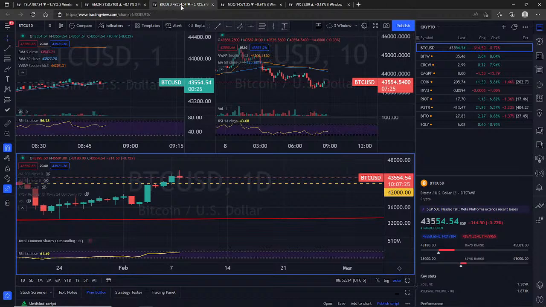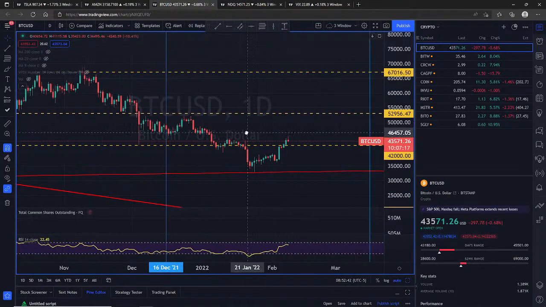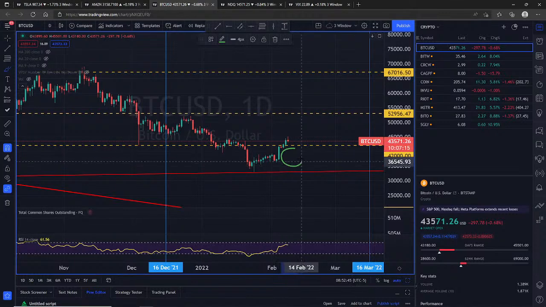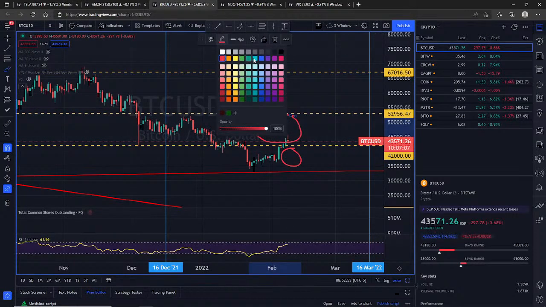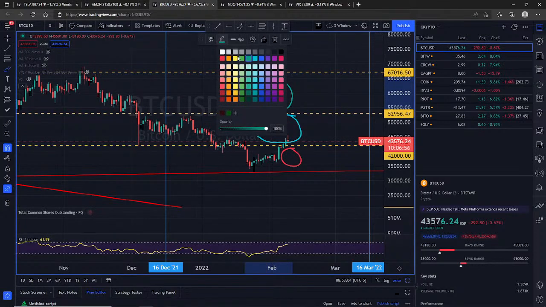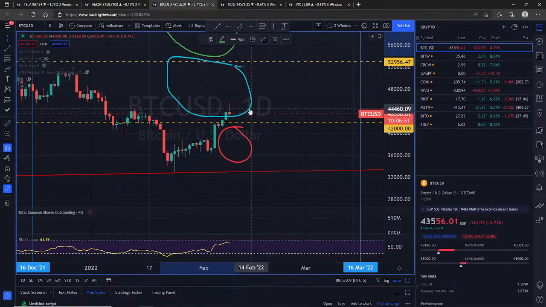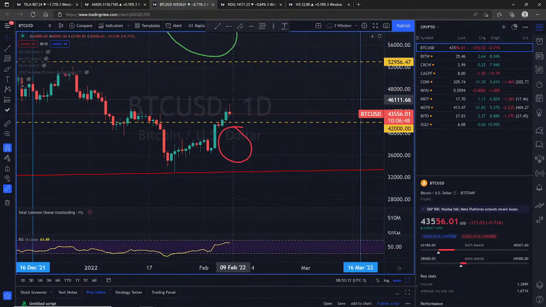Bitcoin, now this is interesting right here. I have 42,000 on Bitcoin. Bitcoin down in this area, that's bearish. Bitcoin in this area, that is neutral. Bitcoin in this area, that is bullish. So right now, Bitcoin has managed to pop its head back into the neutral territory.